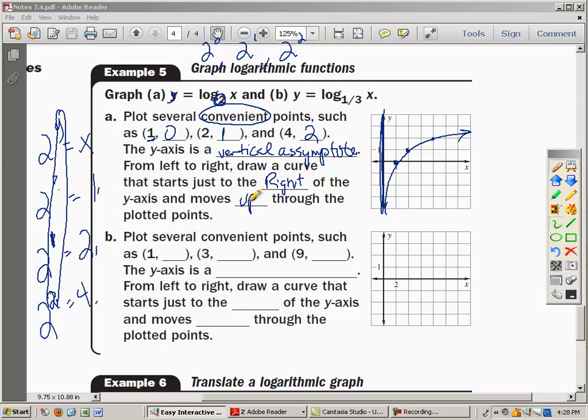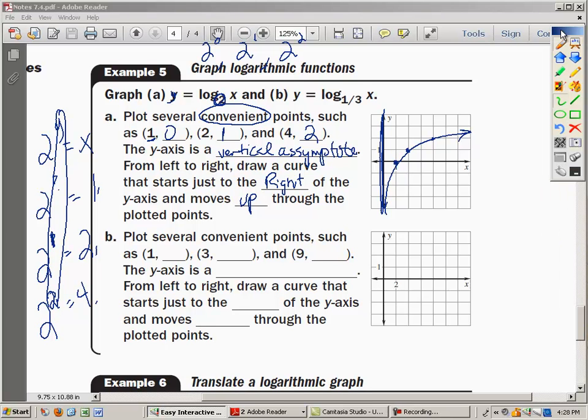All right, let's take a look at our next one on the other side here. Now, we're looking at a base of 1/3. So 1/3 to the y power is equal to our values of x. Now, this is going to be a little bit trickier because now we're going to say, look, this is 1/3 to what power is going to give me 1?